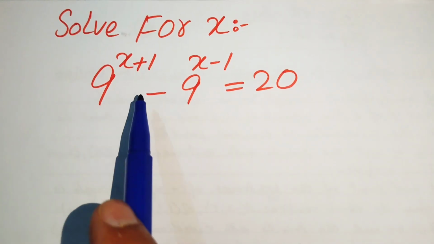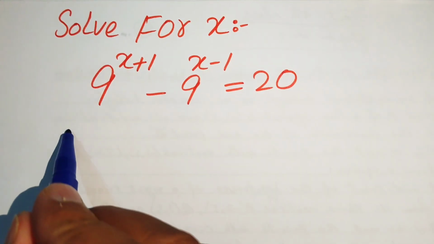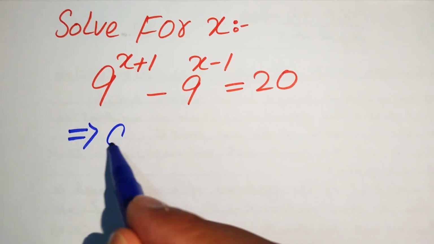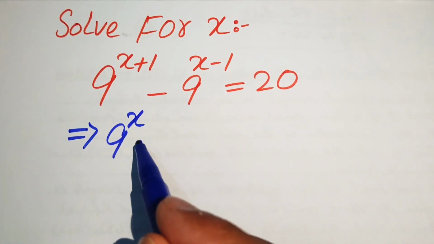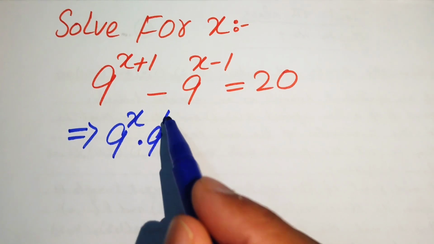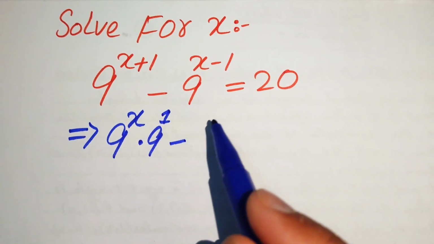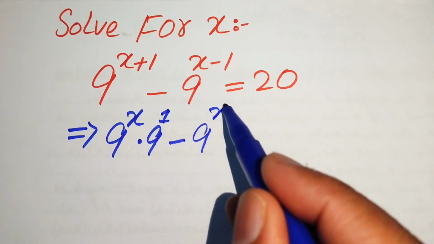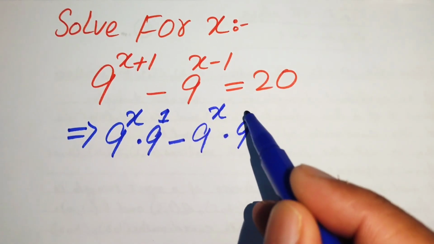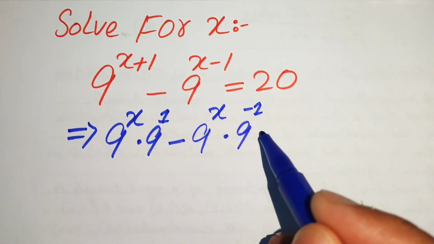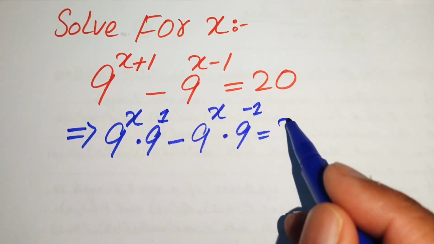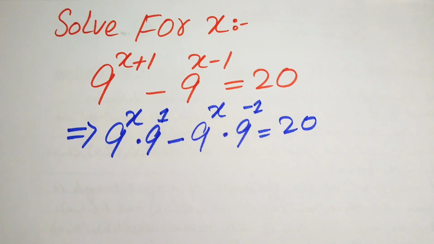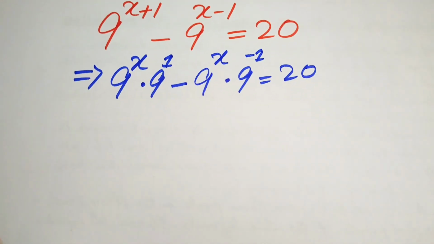First we break the exponent of both of these terms, and it is written in this form: 9 to the power of x into 9 to the power of plus 1, minus 9 to the power of x into 9 to the power of minus 1, and it equals 20. And now after that we need some simplifications.